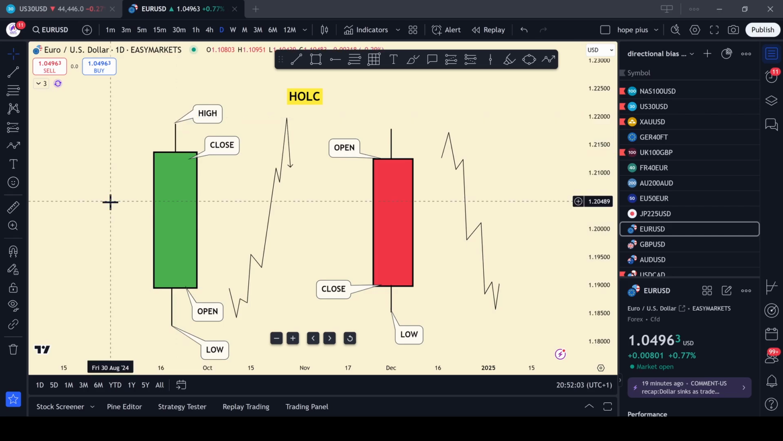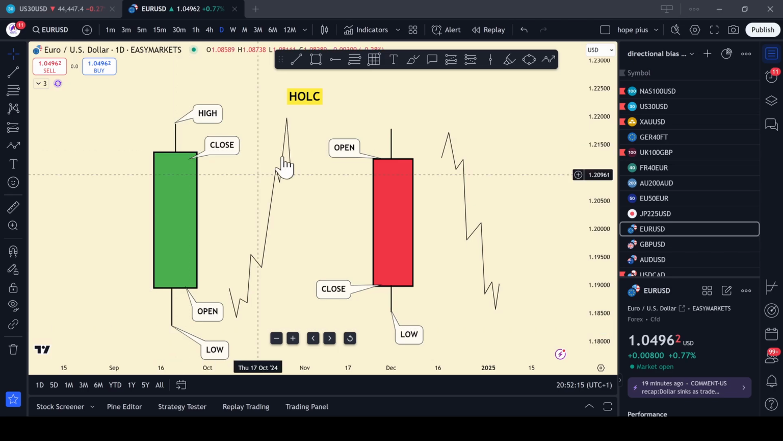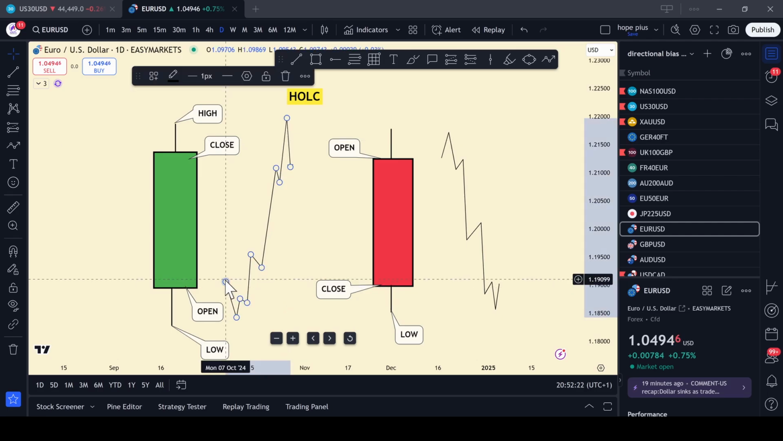So all the 4 points that you need to understand in a candlestick are the open, the low, the high, and the close. If you look at this market movement here, the market opens here, trades lower to the low of the day. Let's assume this is a daily candle. When the market opens, it trades lower. That trade lower creates the wick. This low and this high are the wick.